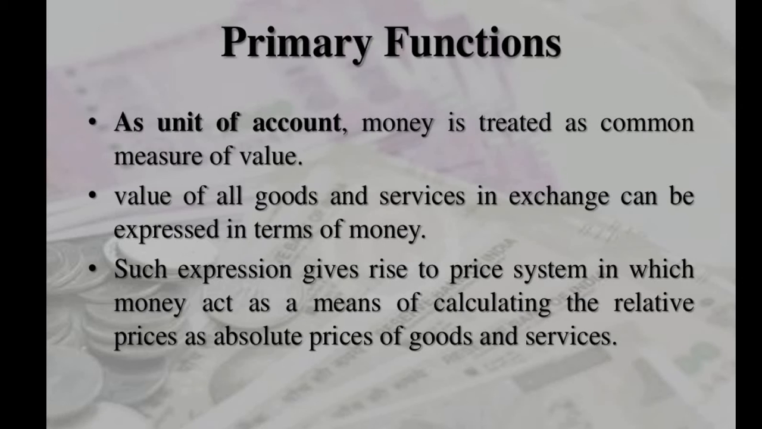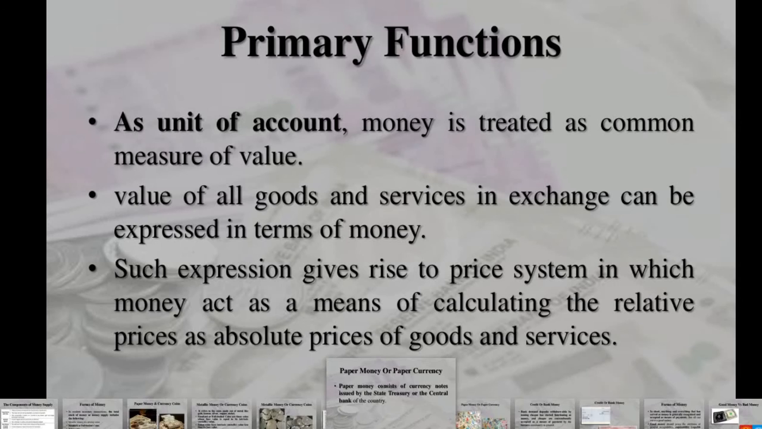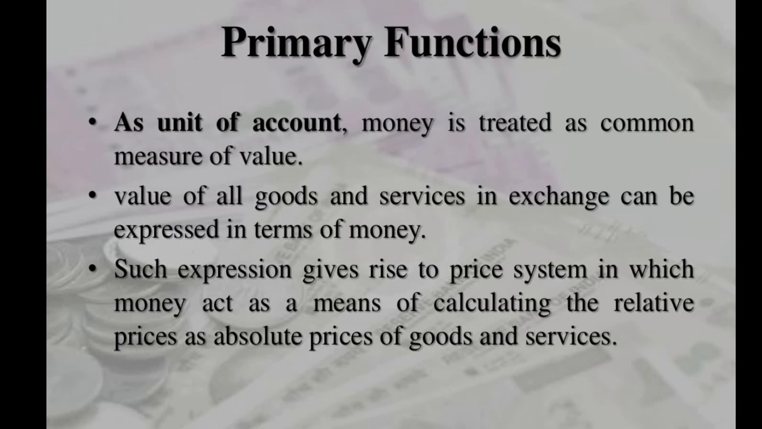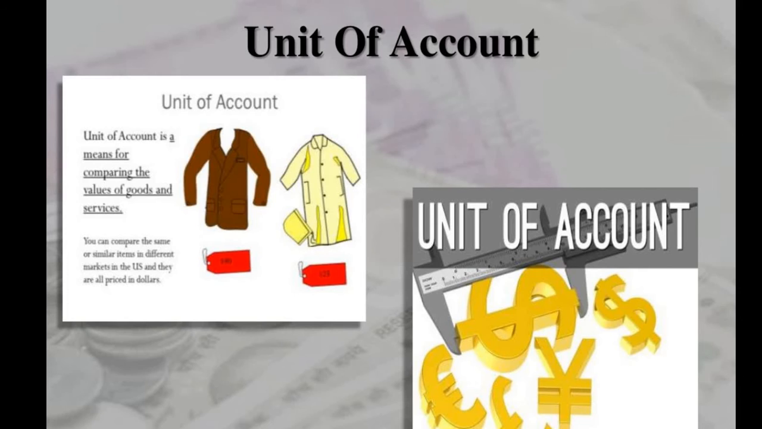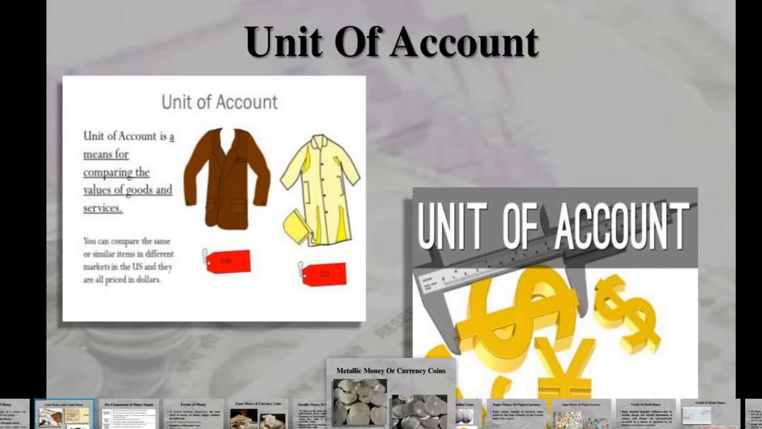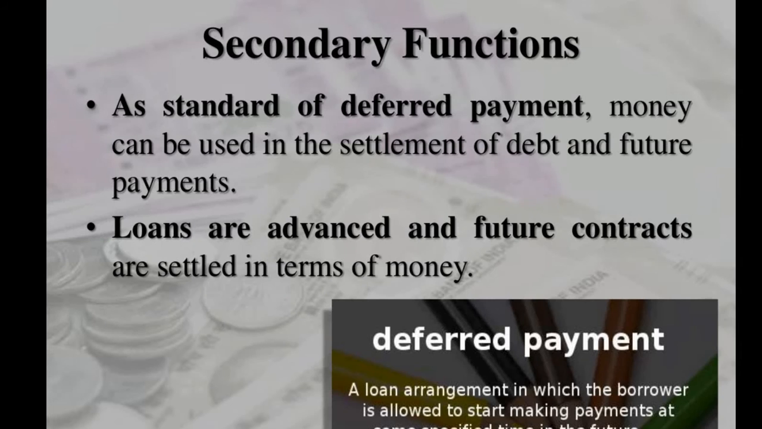Suppose someone is working, that work is calculated in terms of money. That labor work is calculated in terms of money. That one is the unit of account. Then here you can see goods. Suppose you need to buy this dress, then you need to give some money. That one is unit of account.